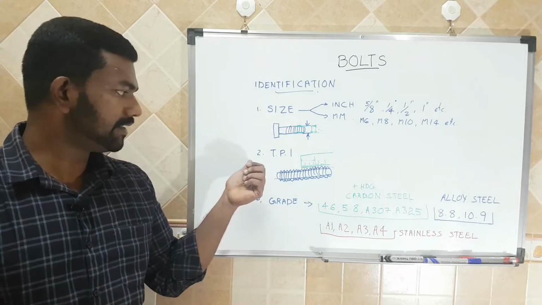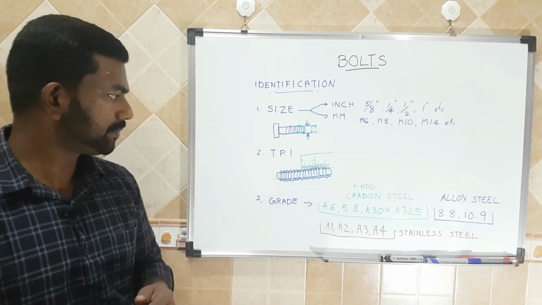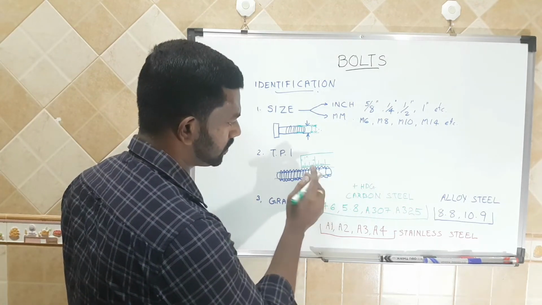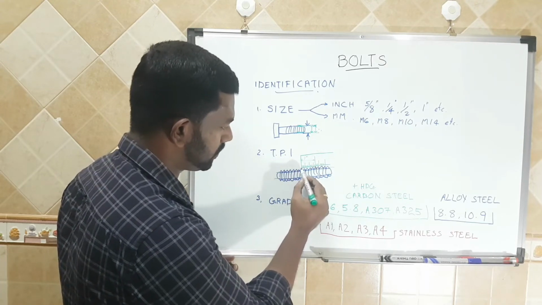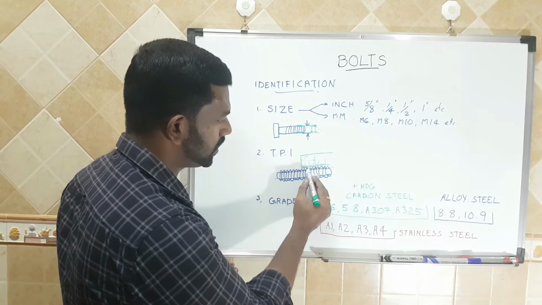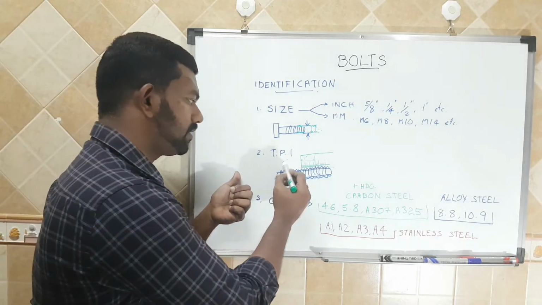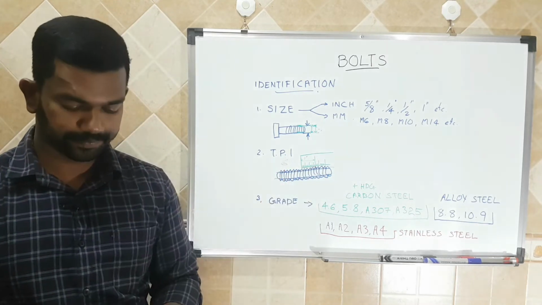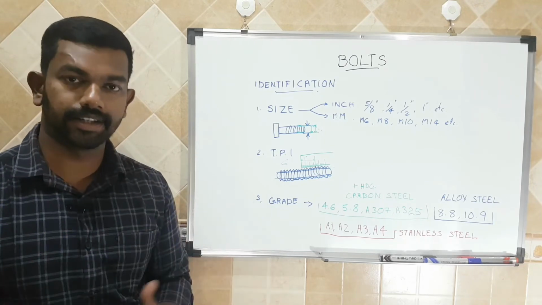Second parameter is TPI. TPI means threads per inch. Consider this is a scale, this is 1 inch. In 1 inch, how many threads can we count? For example, here 1, 2, 3, 4, 5, 6. That means TPI 6 means in 1 inch we have 6 threads. So this is another identification.